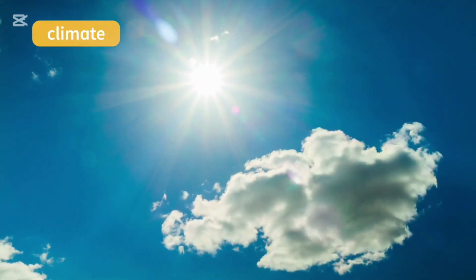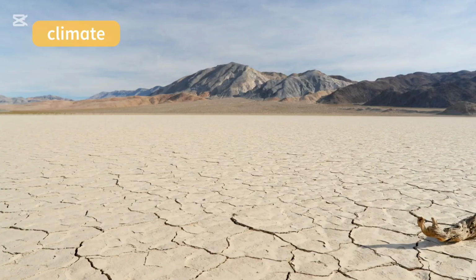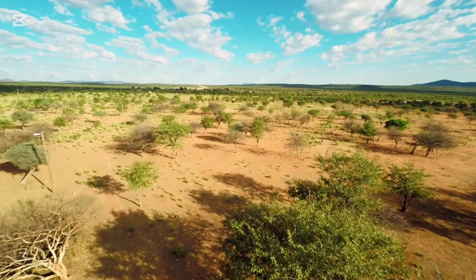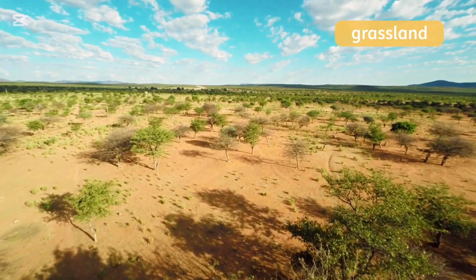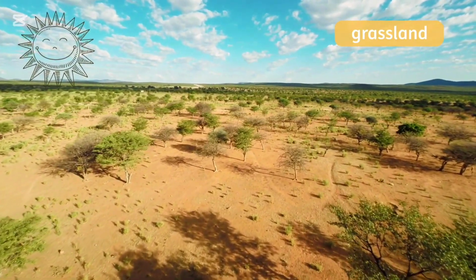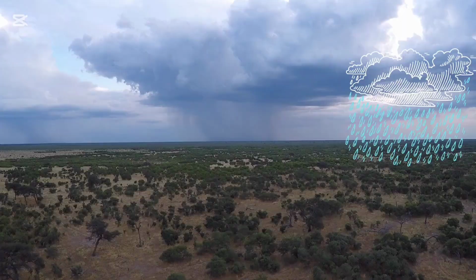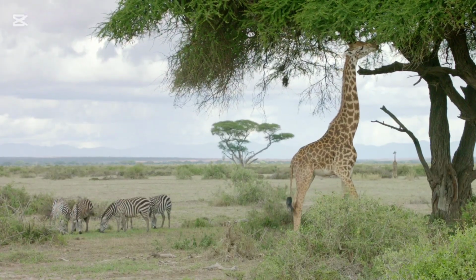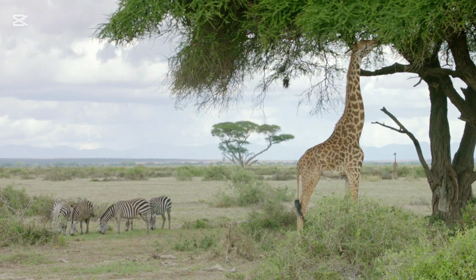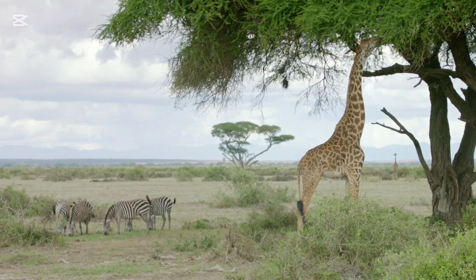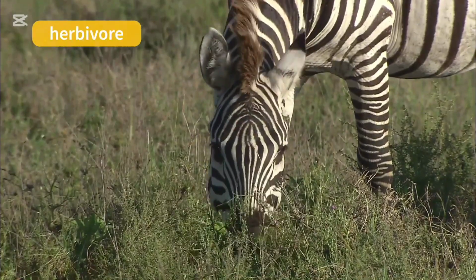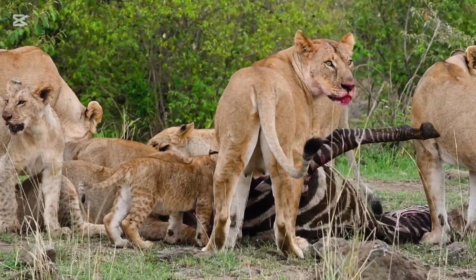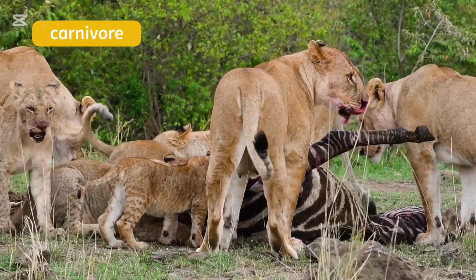The climate of an ecosystem is very important. You can find grassland ecosystems, where the climate is hot and dry for half the year and wet for half the year. Animals like giraffes and zebras eat the plants in the grassland. They are herbivores, and animals like lions eat them. They are carnivores.